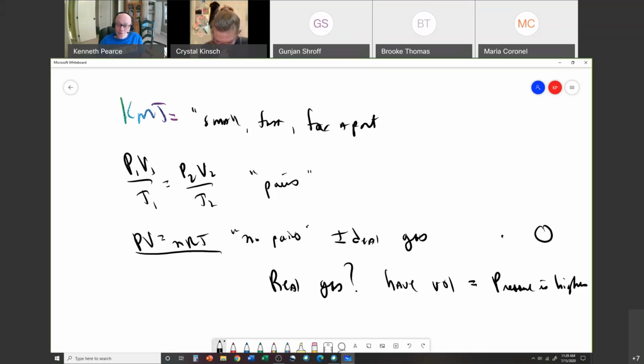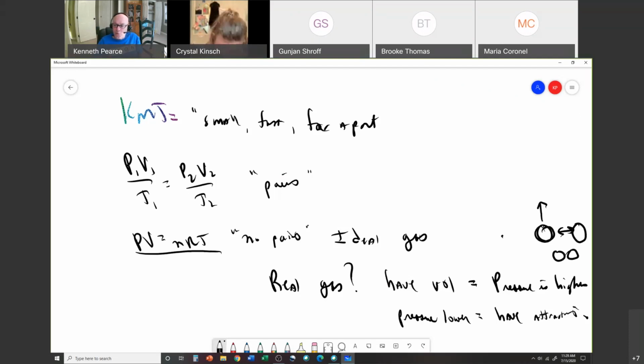How about real gases also have a pressure that's lower because they have attractions. Okay, so there are competing processes going on here. Real gases have volume, so the pressure is higher. Real gases interact with each other, so they're closer together than they would be otherwise, so the pressure is lower for real gases. Now, if this is the case, why in the world do we have PV equals nRT, right? If that's not the case.